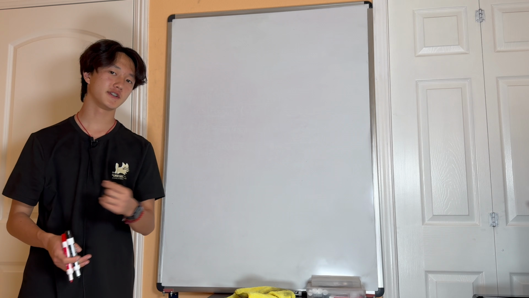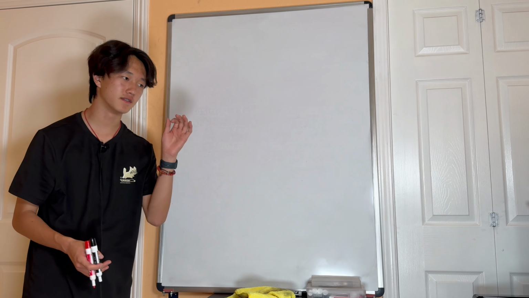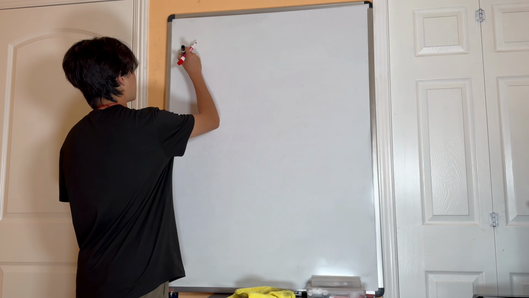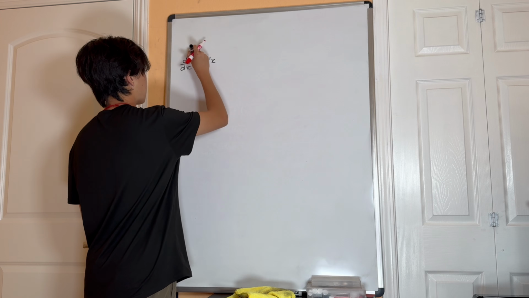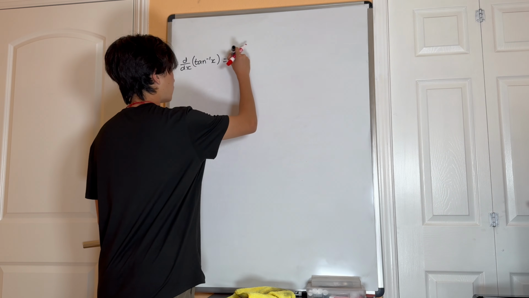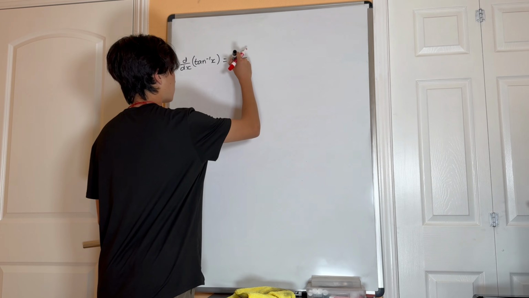All right, so in this video, I want to prove that the derivative of inverse tangent is 1 over 1 plus x squared. So this should be commonly known already, right? The derivative of inverse tangent of x, I'm going to put this in parentheses because of notation, equals 1 over 1 plus x squared. But why is this true?